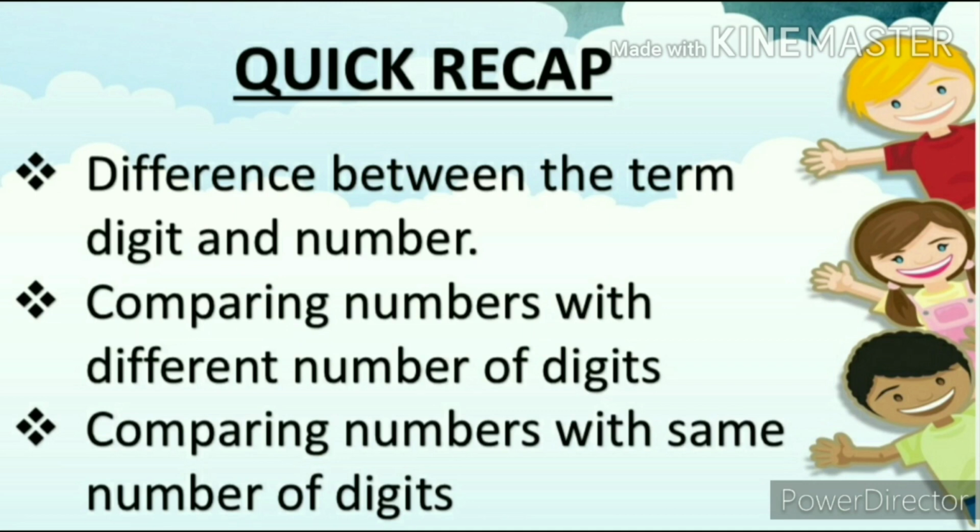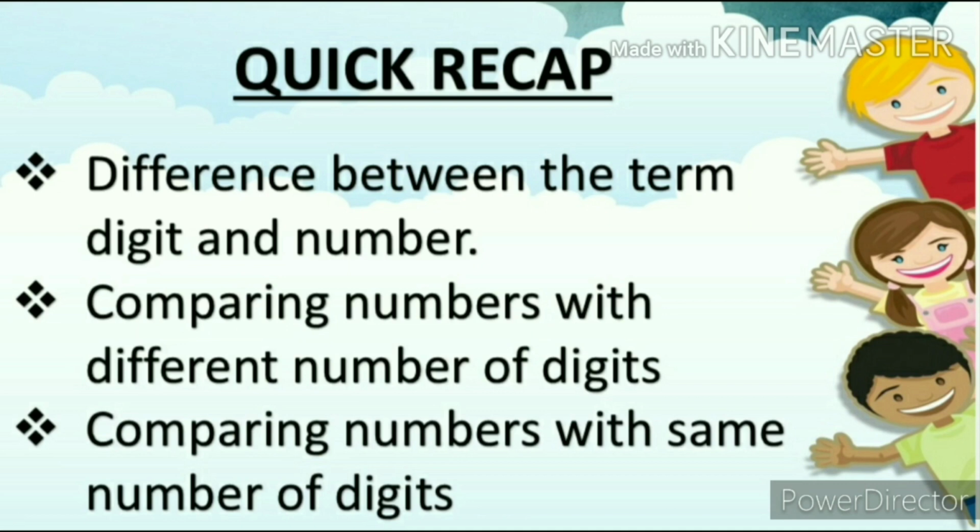Now we will have a quick recap of what all we have learned in this video. First, we have learned the basic difference between the term digit and the number. What are digits? Digits are the symbols that we use to create numbers, and numbers refer to the combination of the digits together. Then we learned about comparing numbers with different number of digits. So what was the rule? The number with the greater number of digits is always the greater.